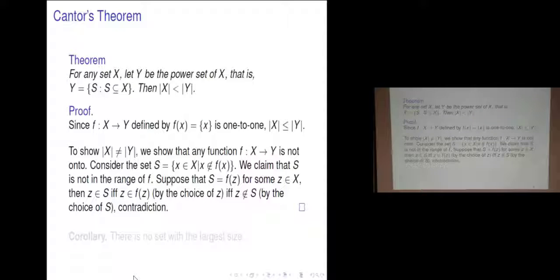So he says this: for any set X, there's always some set which has larger size. The set that has larger size is just its power set. You collect all its subsets, and that set will be larger than the original set. Let me read it. For any set X, let Y be the power set of X. In other words, Y collects all the subsets of X. We have seen the example of this, right? So then the size of Y will be strictly bigger than the size of X.